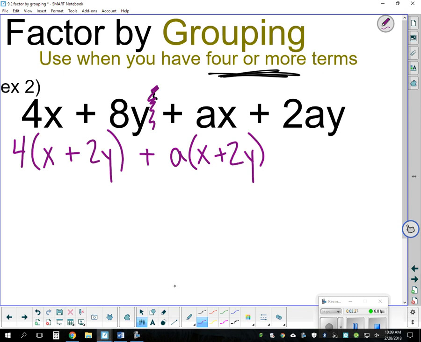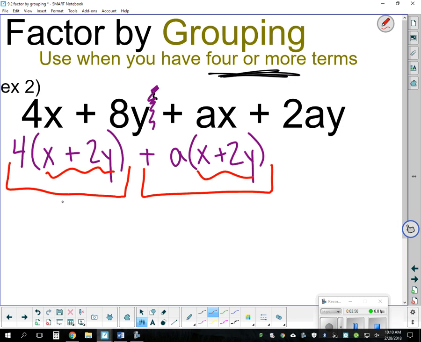Let's take a look at this. Do you notice anything that's kind of nice about this maybe? Look at your parentheses. They're the same. So what you can do is you can factor out those parentheses. Actually, what I have here are 2 terms. Terms are separated by addition. This is 4 times this whole piece. This is a times that whole piece. So I actually have 2 terms.